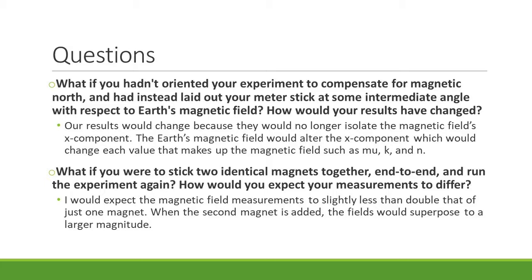Question 2. I would expect the magnetic field measurements to be slightly less than double that of just one magnet. When the second magnet is added, the fields would superpose to a larger magnitude.